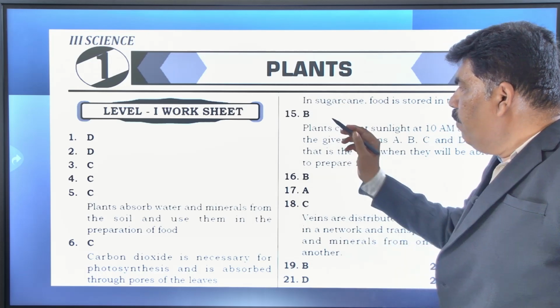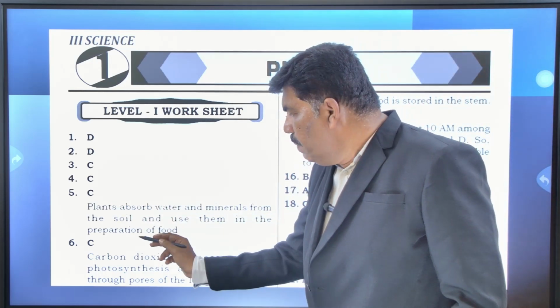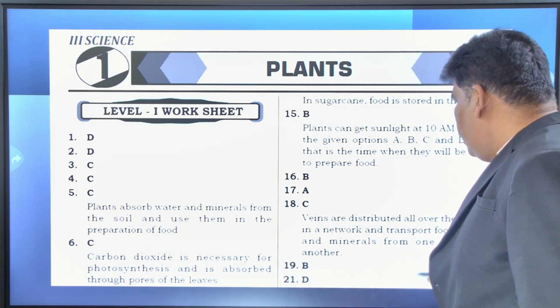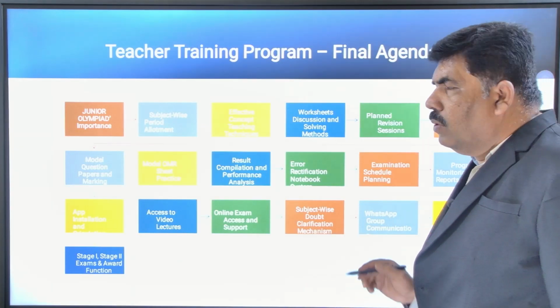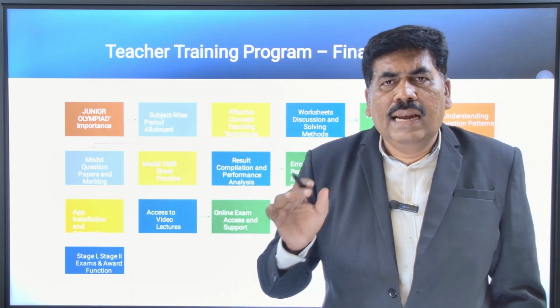Next, even for science, for some questions direct answers are there, and for some an explanation part is also there. So that is about practice sheets and how to deal with the practice sheets.